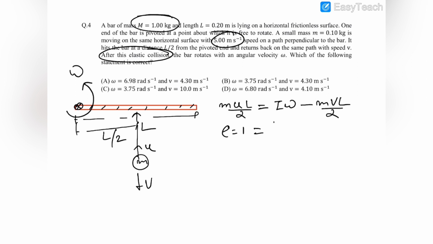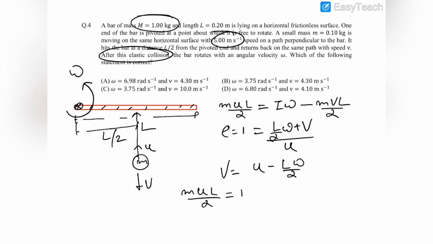So the relative velocity would be L by 2 omega plus v, and the initial relative velocity would be u. So v will be equal to u minus L omega by 2. So we can substitute the value of v here. So m u L by 2 is equal to I omega, where I is M L square by 3, into omega minus m v, and we can replace v with u minus L omega by 2, and this is multiplied by L divided by 2.